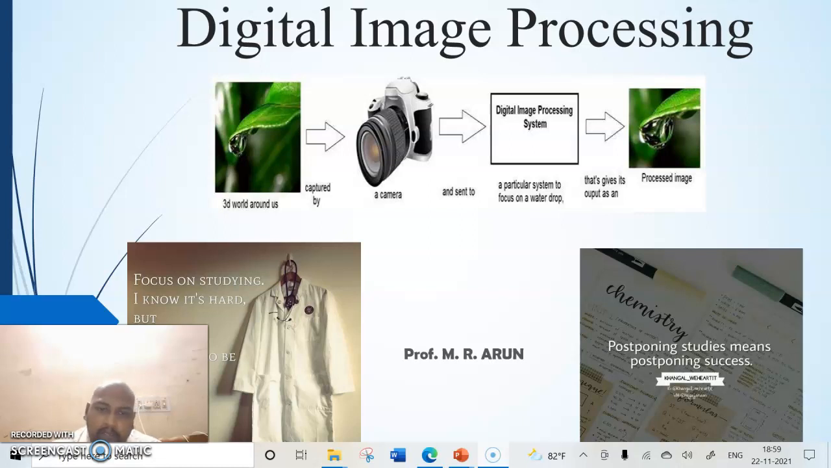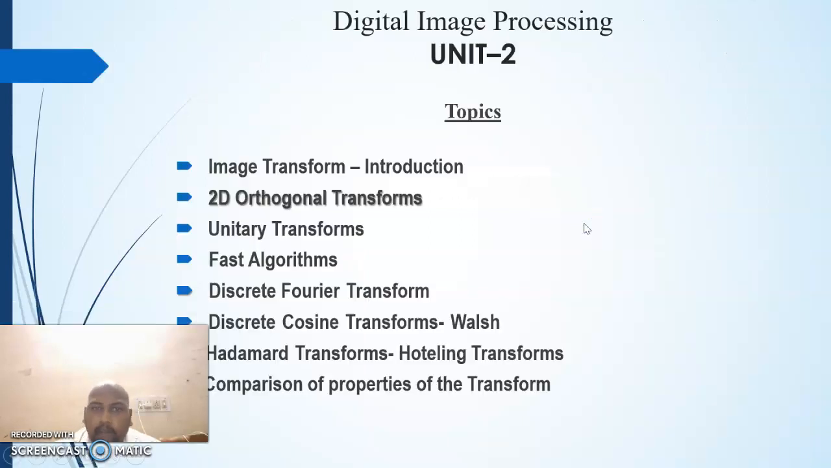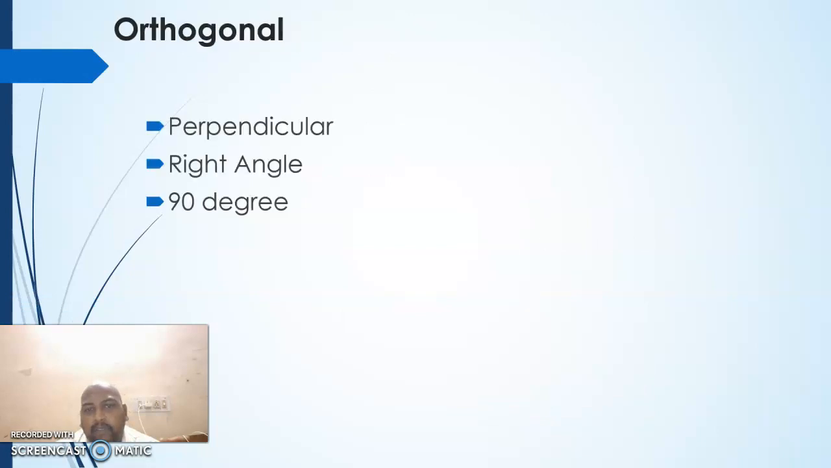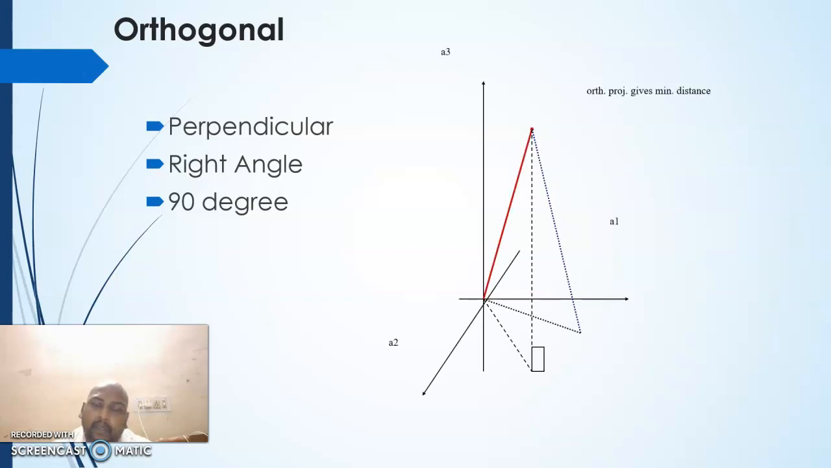Good morning, students. Today we are going to see the first classification of image transforms, that is orthogonal transforms. Seeing about orthogonal transforms, first we want to understand what is meant by orthogonal. Orthogonal means perpendicular. Orthogonal means right angle or 90 degree. Like this, we can represent orthogonal with different meanings.